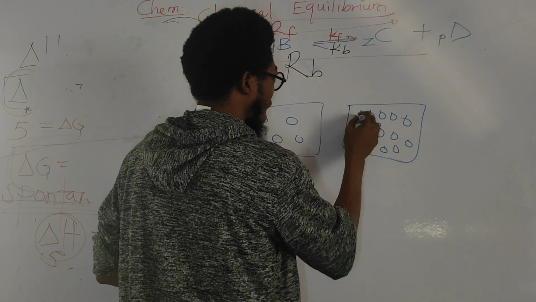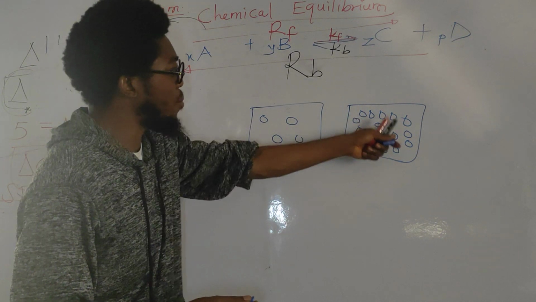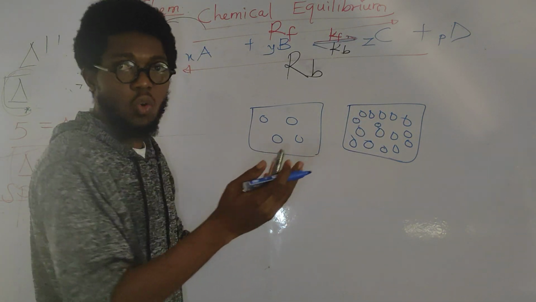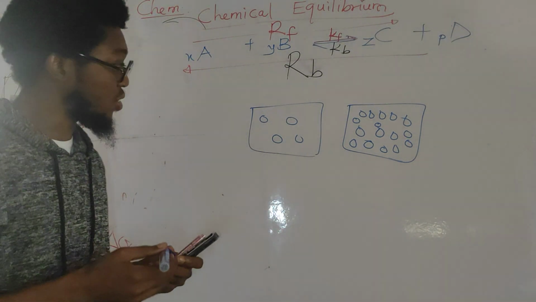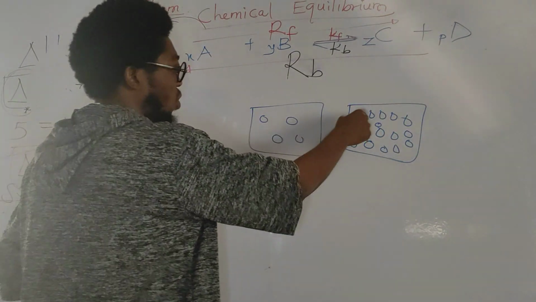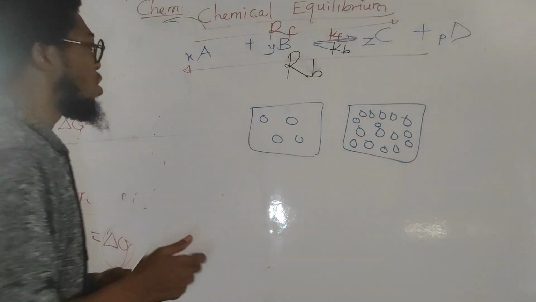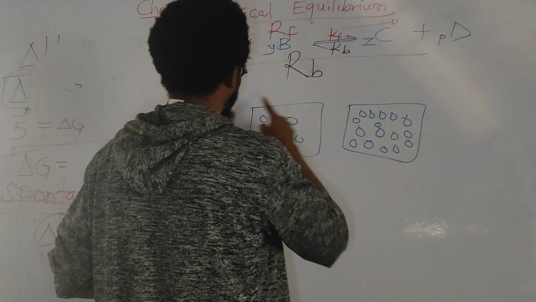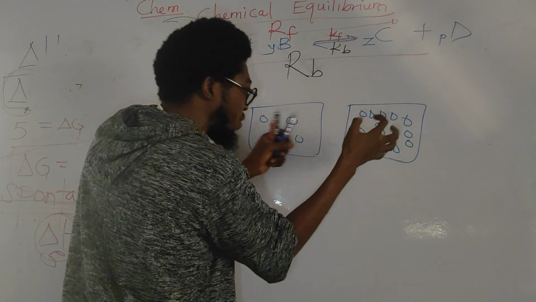When do you think the reaction will occur faster? Of course, here. Why? Because there are more molecules and the rate of the collision will increase based on Arrhenius theory. So these molecules will collide faster and more than the rate at which those will collide. So the rate of chemical reaction depends on how concentrated we are.